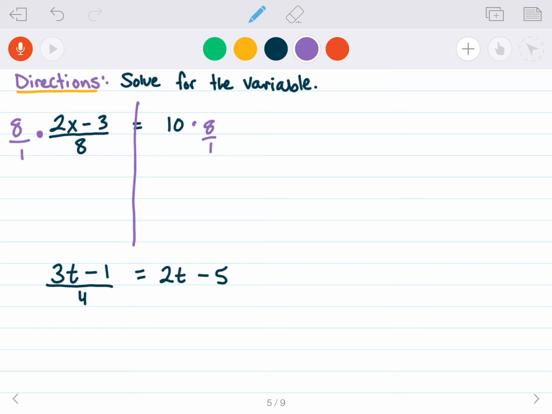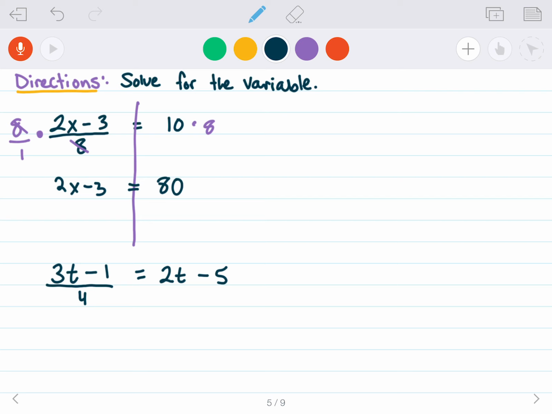I don't have to write the 1, so I'm not going to. What you should see here is that these clear. You don't want to distribute, right? Because we're not multiplying by 8 over 8, we're multiplying by 8 over 1. If we were multiplying by 8 over 8, we would be multiplying both sides by 1, and that wouldn't get us anywhere. So those clear, and on the left, I'm left with 2x minus 3, no denominator, which is awesome, equals 10 times 8, which is 80.